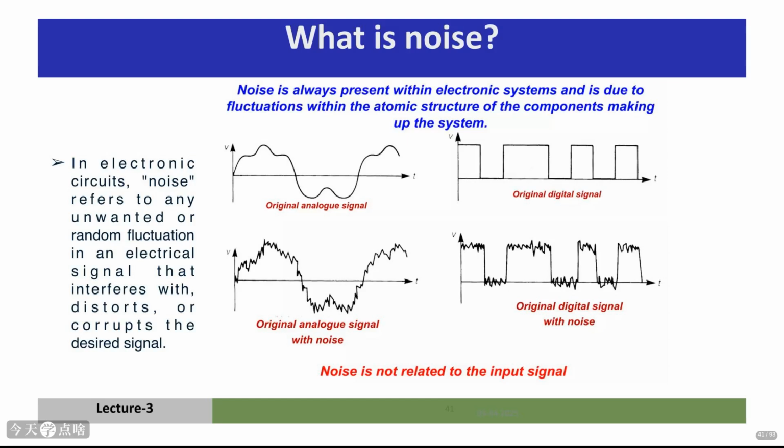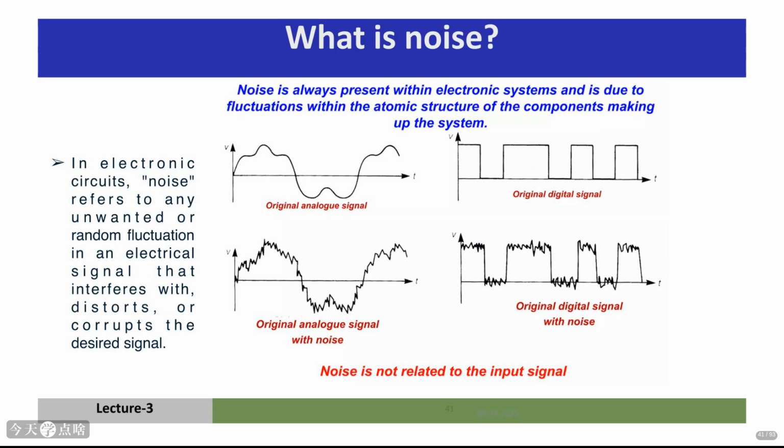Now, let's switch gears to noise. Noise is everywhere in electronics. It's the unwanted, random fluctuation in electrical signals caused by the inherent randomness of atomic processes. Think of it as the static on a radio, or the grainy texture in a blurry image. It's not related to the input signal itself, it's just there.